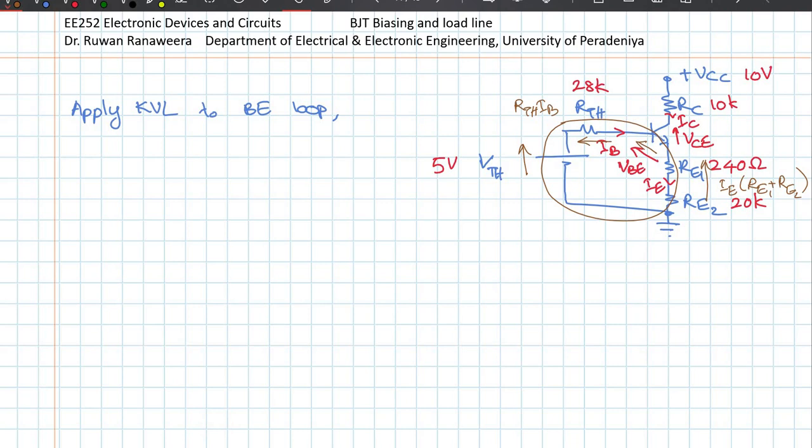So if I write the equation, Kirchhoff's voltage law, VTH is equal to RTH times IB plus VBE plus IE times RE1 plus RE2.